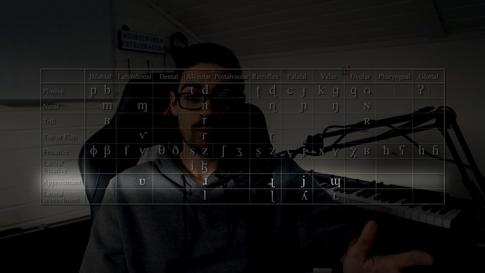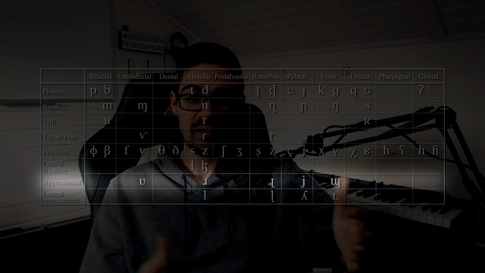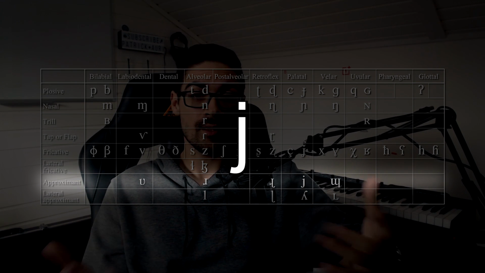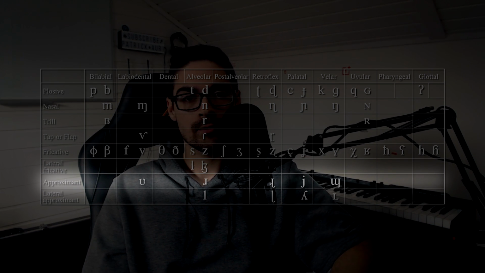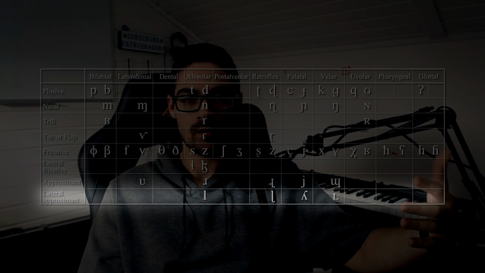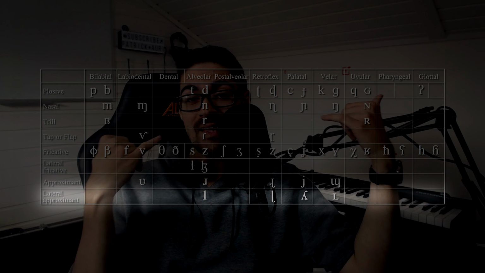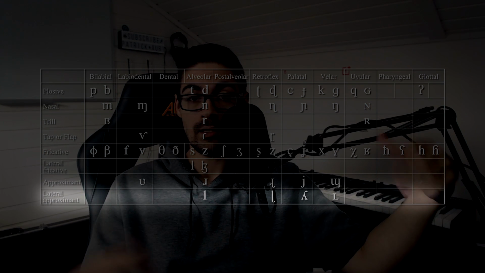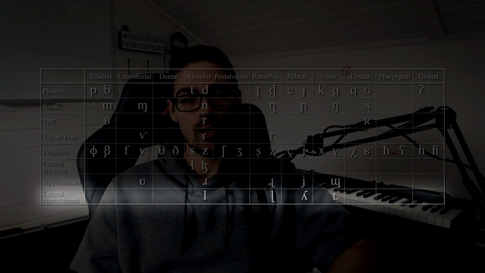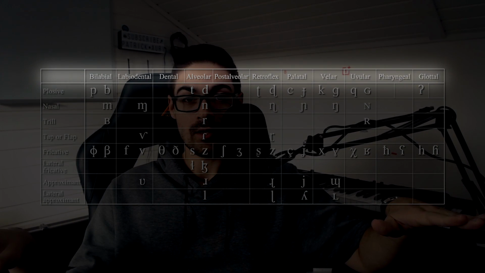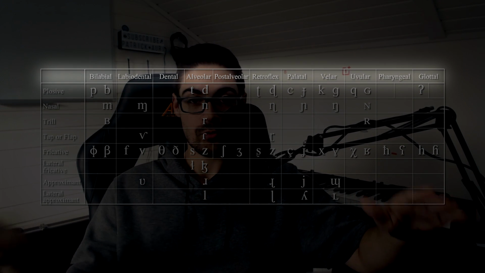Next up, we've got approximants, which are usually the semi-vowels that we have in English, like yeah and we. There's also r in there. And then the lateral approximants, which are the same thing, but with the airflow coming out on the sides, like l. On the sort of y-axis here, we've got where in the mouth the sound is produced.